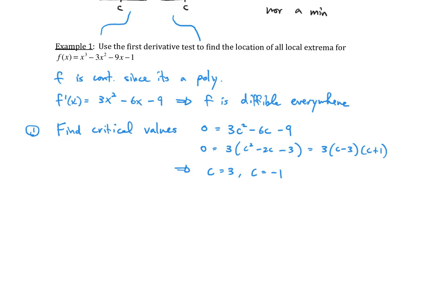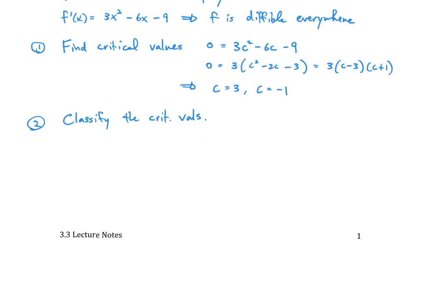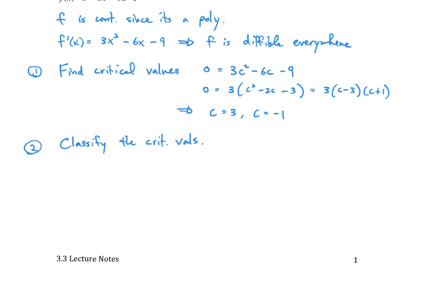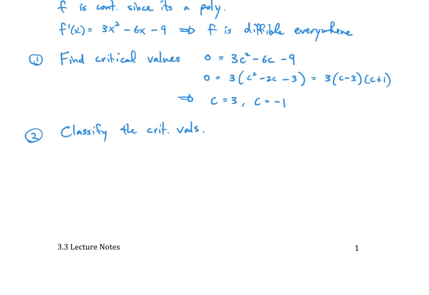So the second thing I'm going to do, put a 2 here, I'm going to classify the critical values. Okay, so let's take a look at how we're going to do that. So what I'm going to do here is I am going to create a little number line. So let's put a little number line over here like this. And I'm going to put my critical values in the proper order. So -1 is on the left because it's smaller than 3, and 3 is on the right, like this.